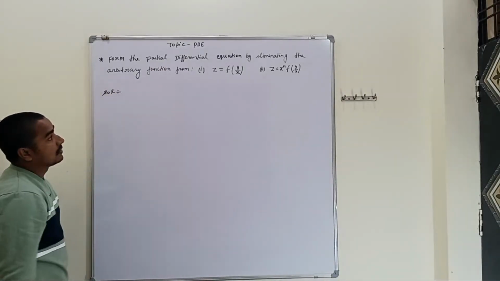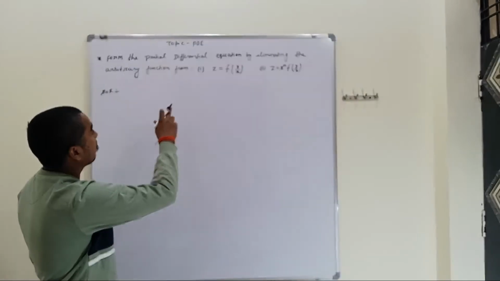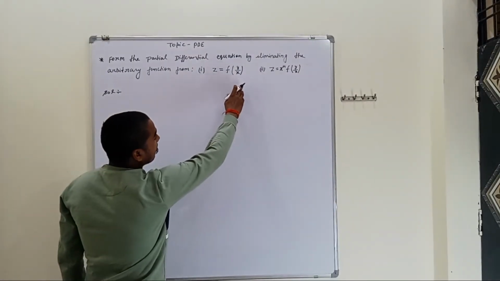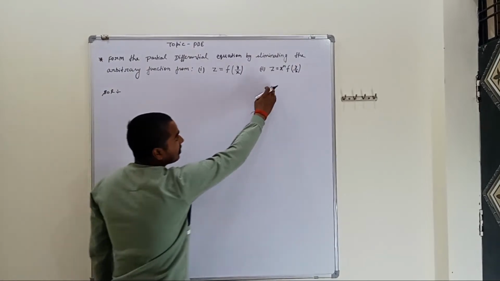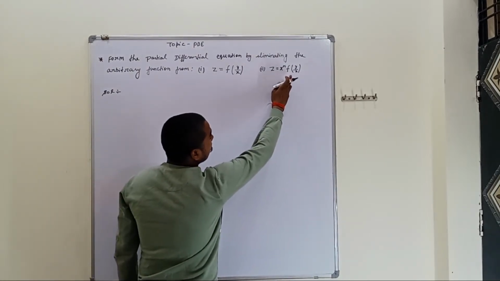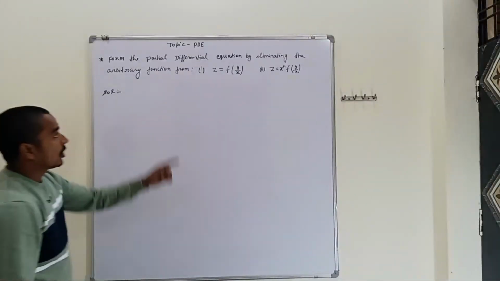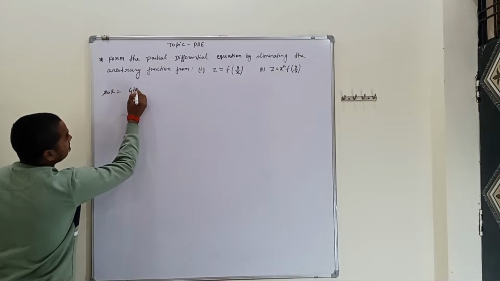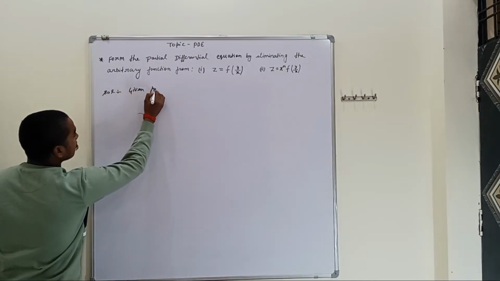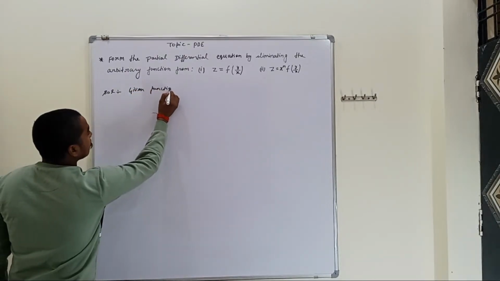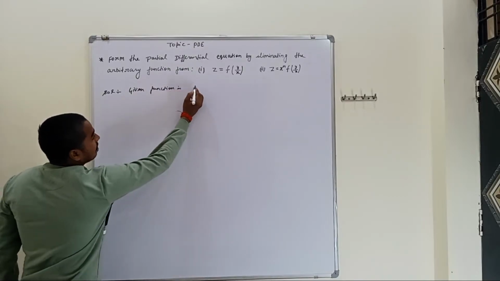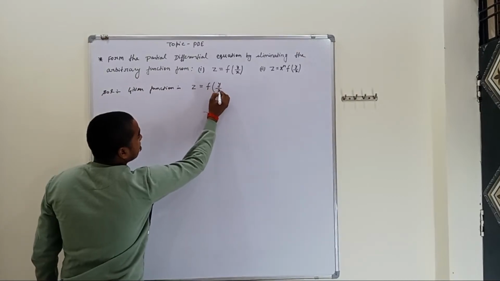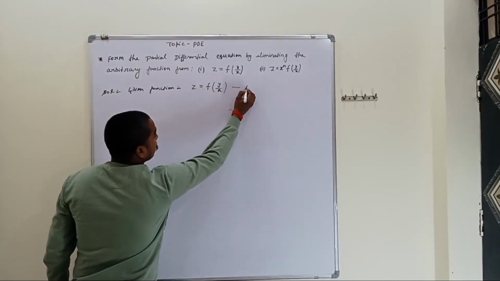Form the partial differential equation by eliminating the arbitrary function. The first function is z is equal to f of y by x, and the second function is z is equal to x to the power n f of y by x. Let's solve the problem first. The given function is z is equal to f of y by x. Let this be equation 1.